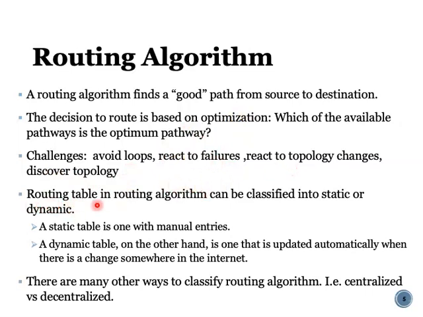And also, routing tables and routing algorithms can be classified into static or dynamic. A static table means one with manual entries, perhaps with intervention from people. A dynamic table, on the other hand, is one that can update automatically when there is a change somewhere in the internet. In other words, it can adapt to any changes in the internet. There are many other ways to classify routing algorithms. For example, we can also classify them into centralized versus decentralized algorithms.